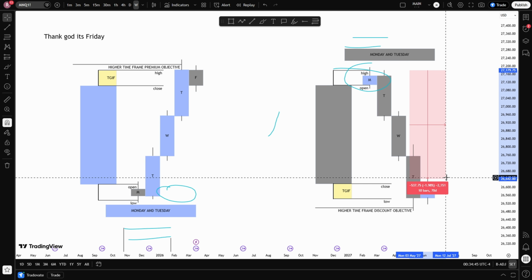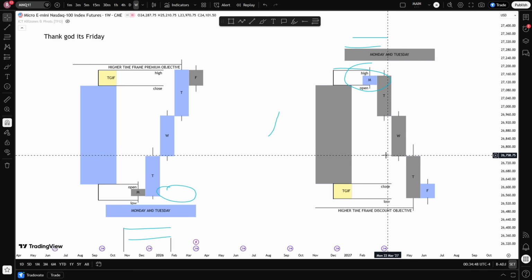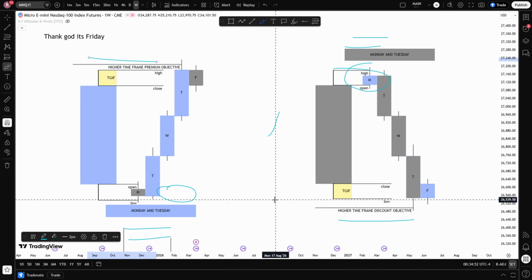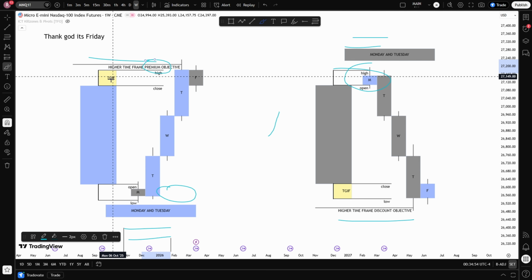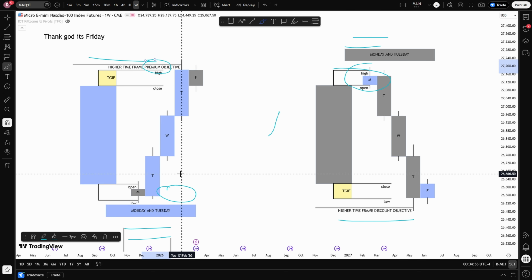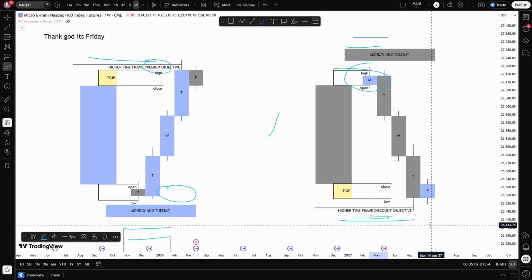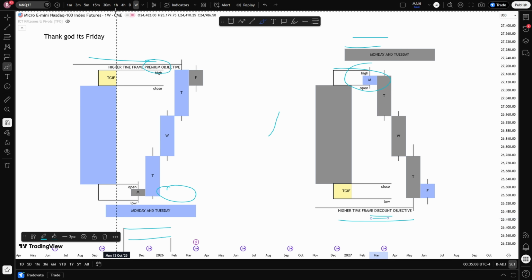The third and final criteria is that price needs to reach a higher time frame objective. In a bullish expansion week, you want to see price trade into a premium area, and in a bearish expansion week, you want to see price trade into a discount area. This could be a higher time frame PD array, and ideally, you want to be looking at time frames like the 4-hour and above for these objectives.